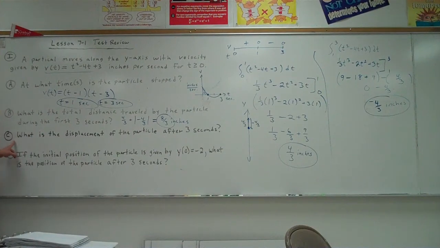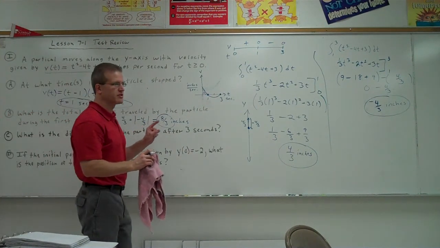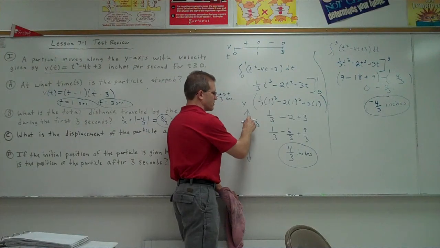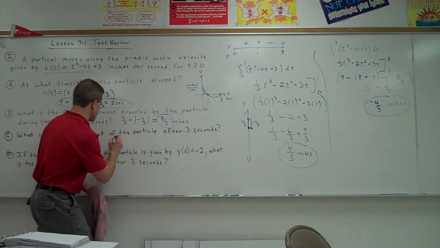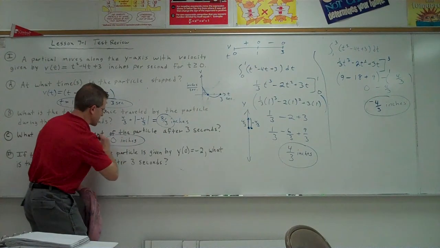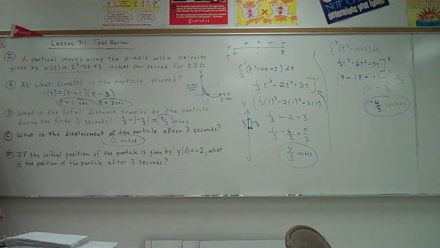Part C. What is the displacement of the particle after 3 seconds? 0. Displacement is the distance between the starting and stopping points. It would start and stop at the same place. If it went up 4/3 and down 4/3, displacement would be 0 inches. Any questions about those last 2 answers?